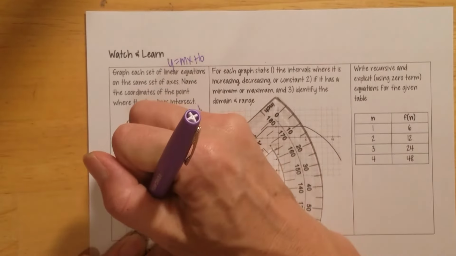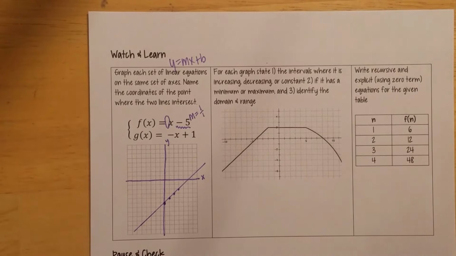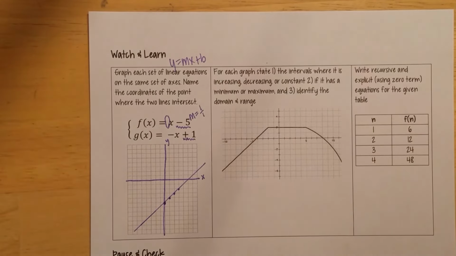I'm going to connect these and extend my line out because you never know, my line could cross way down here. So I have to make that line extend the whole graph. Okay, my next one, my y-intercept is 1. I'm going to do this in a different color. My y-intercept is 1.